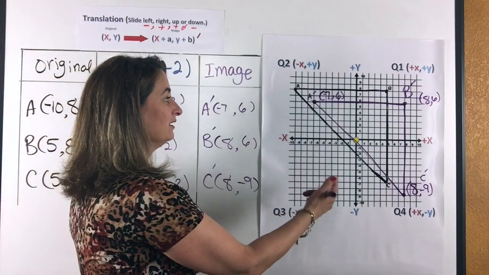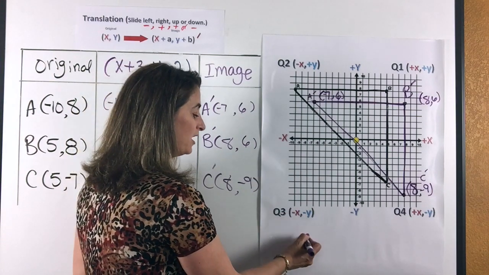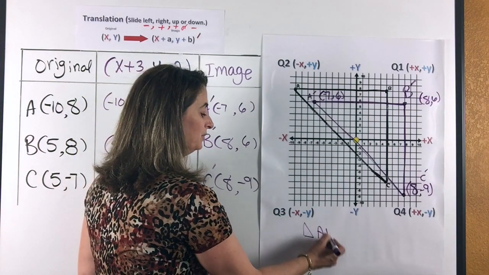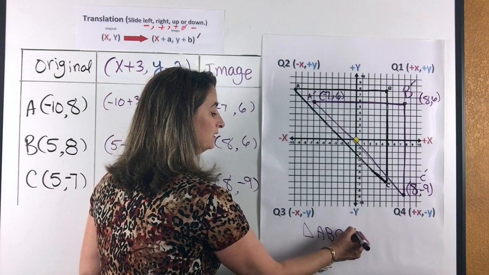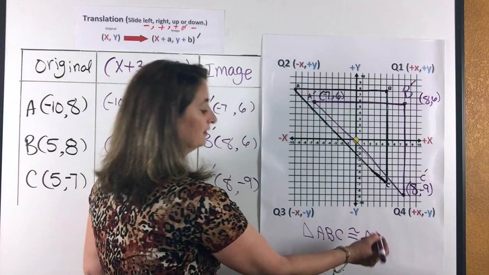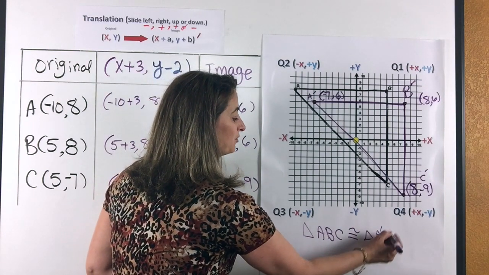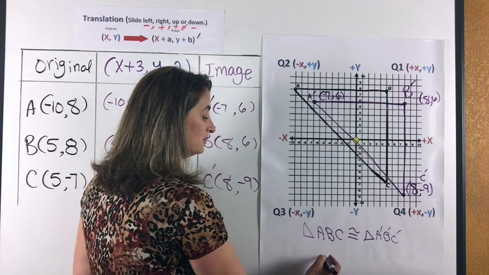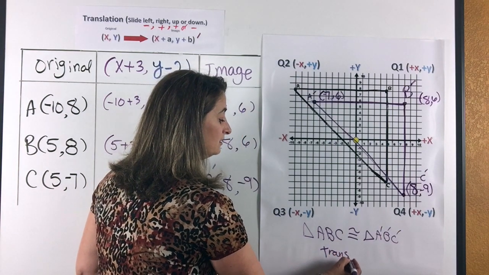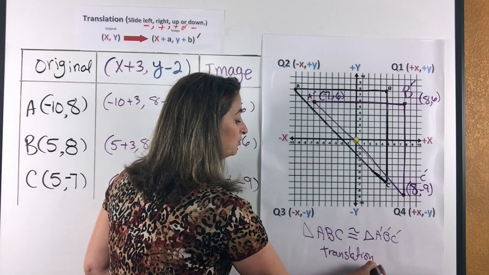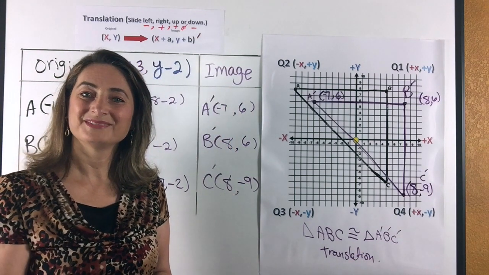So now I can conclude that triangle A, B, C is congruent to triangle A prime, B prime, C prime, because a translation proves congruency. That's it for today's lesson.